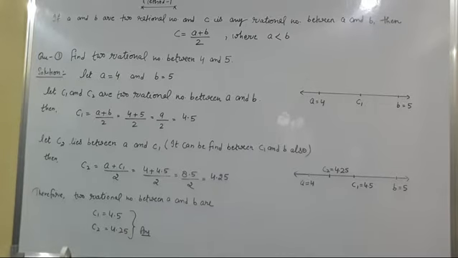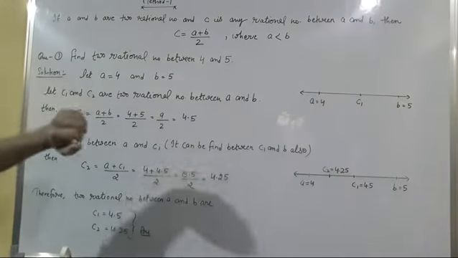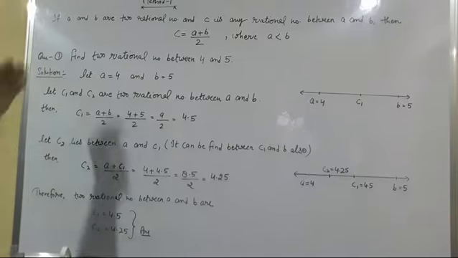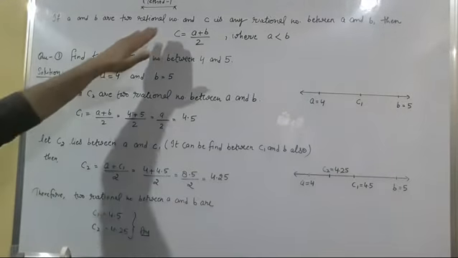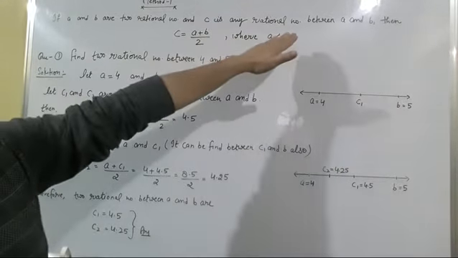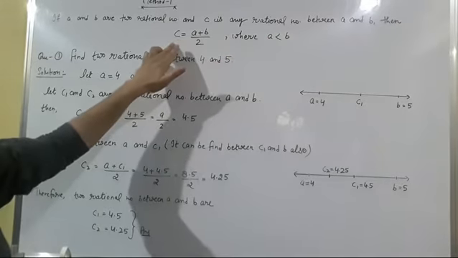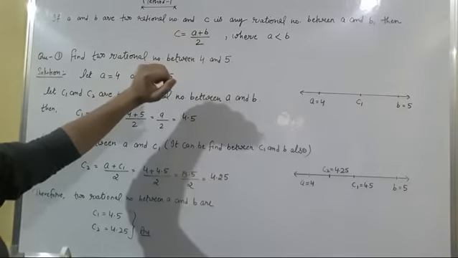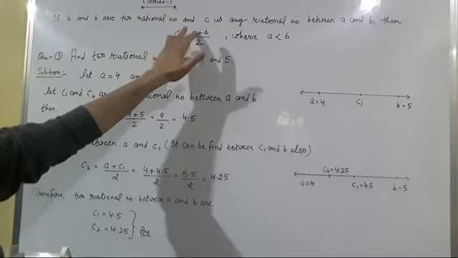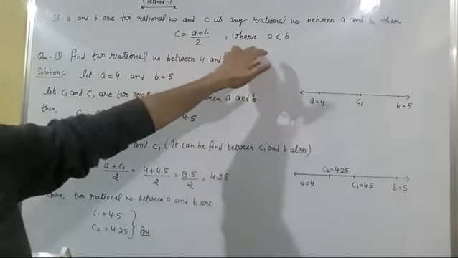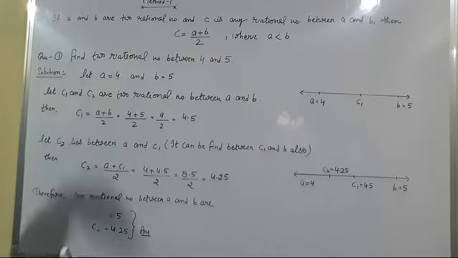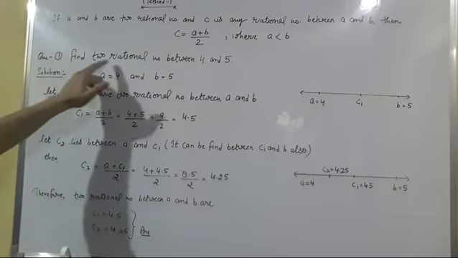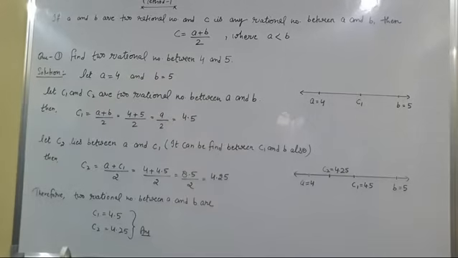There are two methods to find rational numbers between any two given rational numbers. So this is method number 1 which we are following here. If a and b are two rational numbers and c is any rational number between a and b, then c can be found by taking the average of these two rational numbers, meaning c equals (a plus b) by 2, where a is less than b. For example, find two rational numbers between 4 and 5.